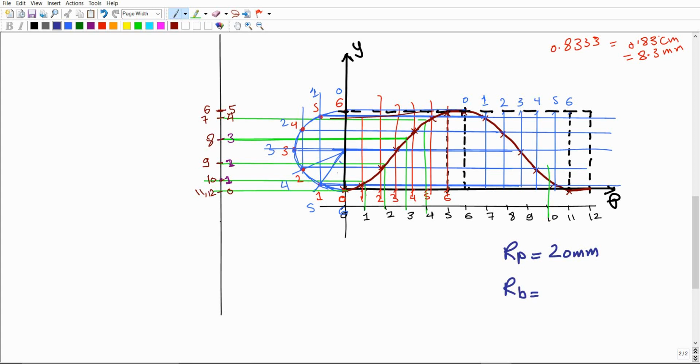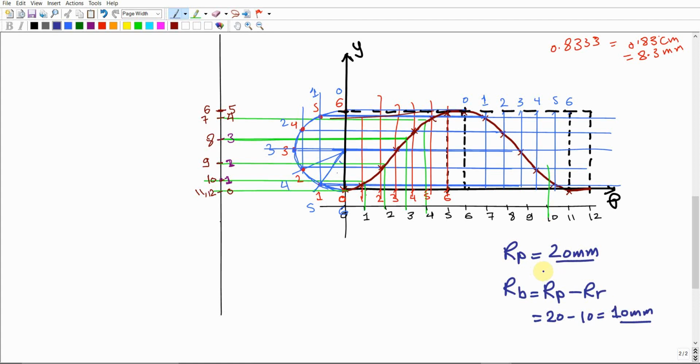And instead, he gave us the prime circle as 20 millimeter. So how much is the base circle? According to the definition of the prime and base circle that we discussed before, it should equal the prime circle minus the radius of the roller of the follower, which is already given as 10 millimeter. So this is gonna give us 20 minus 10, which gives the base circle with a radius of 10 millimeter.